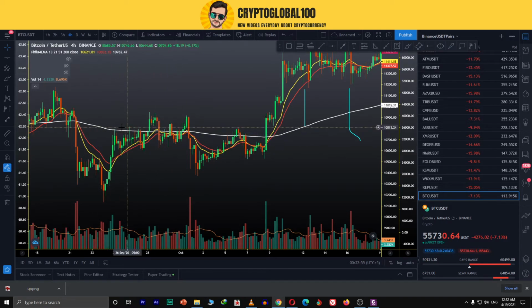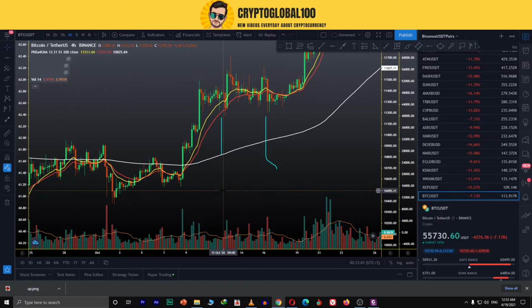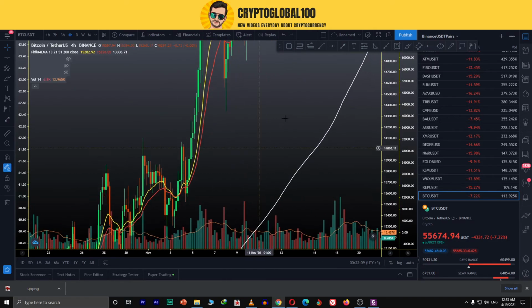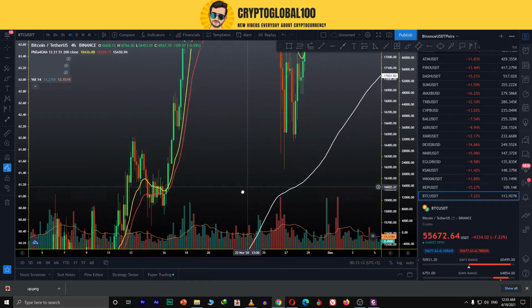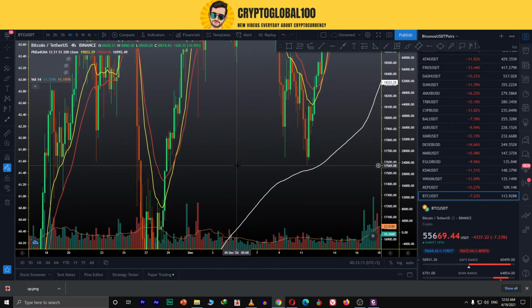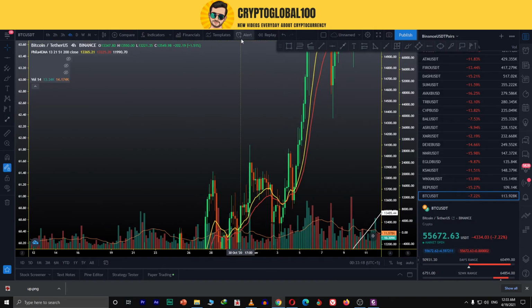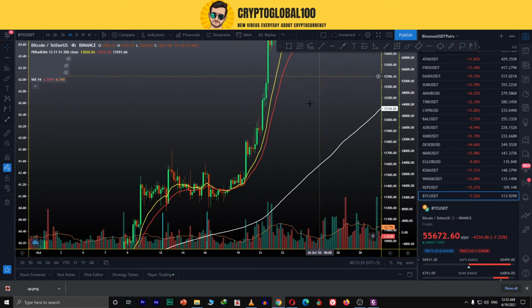Okay, but the price was below 200 EMA. We need this price to get above 200 EMA. So here what happened after the move here? You can see the price went up and up. No stopping, just up and up. Damn, that's amazing. But we're gonna test it on the 4-hour chart as well.